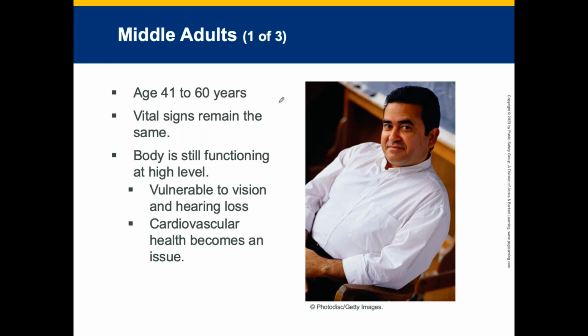For middle adults, like 41 to 60 years old, we see vital signs remain the same. I say the same, but people have hypertension and other issues as well. Respiratory rate is between 12 and 20 breaths a minute. The systolic blood pressure remains between 90 and 140. The body is still functioning at a high level, but middle adults are vulnerable to vision and hearing loss with other varying degrees of degradation as well. Cardiovascular health becomes an issue in many people, which is why people need to stay active all the time. They need to make sure that they improve their cardiovascular health as they get older.